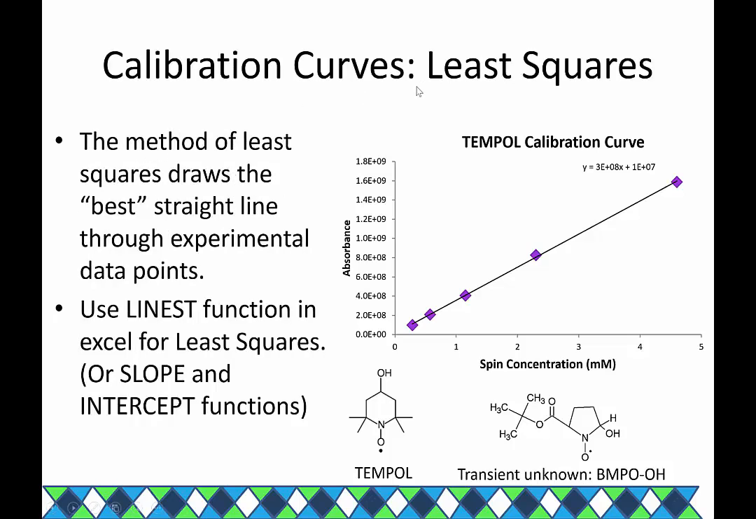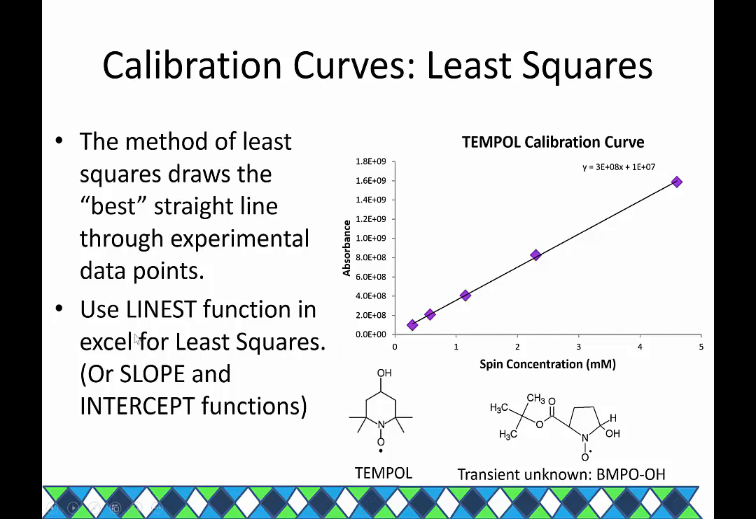So this is the method of least squares. Essentially what this does is it draws the best straight line through your experimental data points, and when it says method of least squares, essentially what's happening is they're minimizing the square of the differences between the line and your data points.